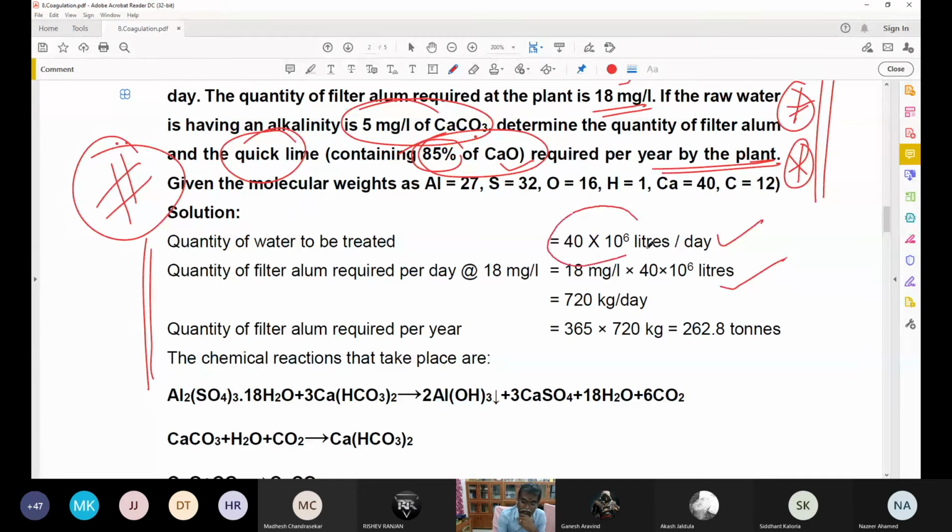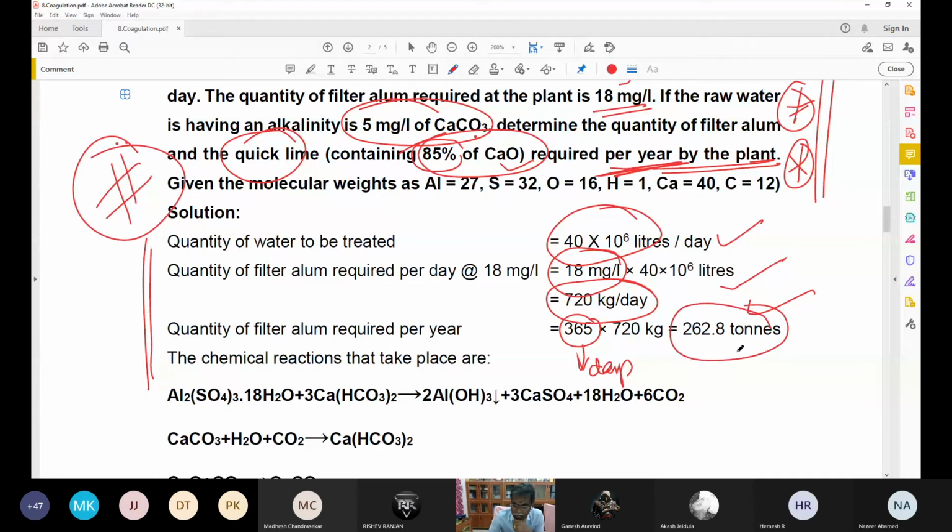Quantity of water to be treated is 40 MLD, 40 into 10 power 6 liters per day, and 18 milligram per liter is your alum requirement. If you multiply both, you get 720 kilogram per day, but it has been asked to calculate per year, so I multiply 720 by 365 days. Is it fine? In kilograms, you convert to tons: 262.8 tons. Is it fine? Yes, sir.